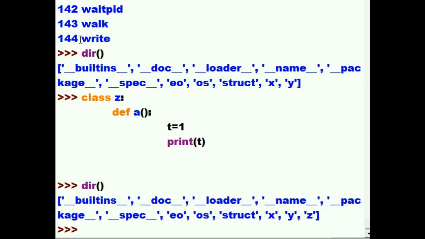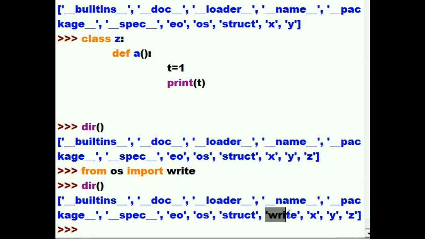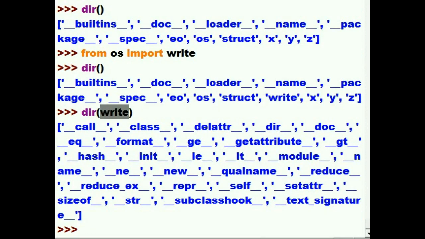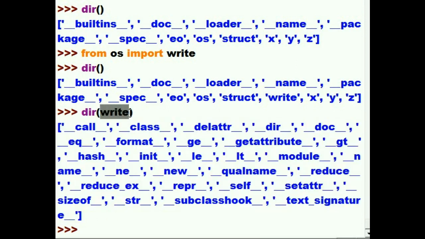One more item of interest is this fellow up here, right. He was within the os module that we imported. I want to get more information out of this guy using dir. How do I go about doing that? Well, at the prompt I key in from os import write. And now if I do a dir, I'm going to see write listed right here. Now, if I key in dir of write, now I get information on write. This is a valid list of attributes for this object.